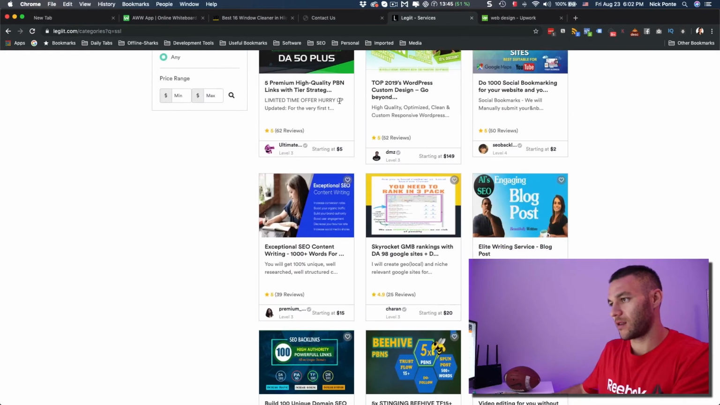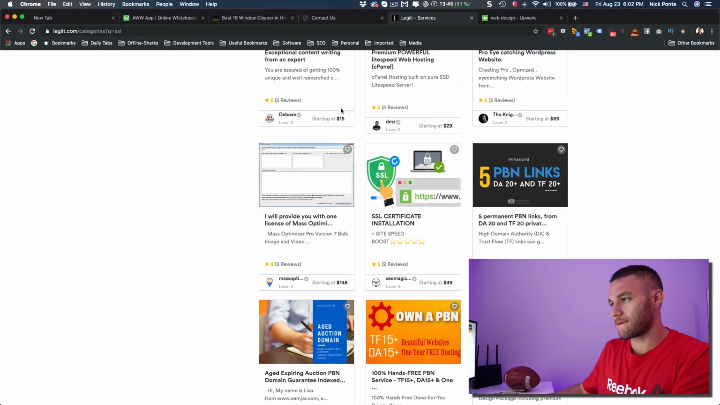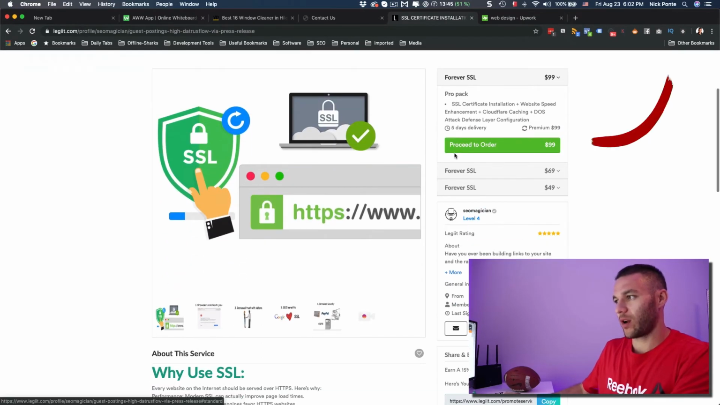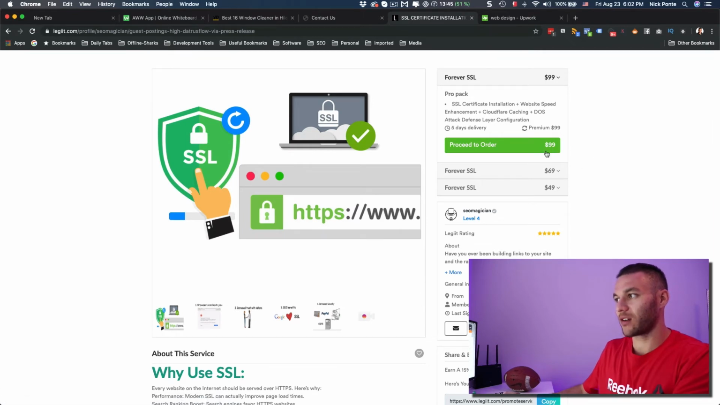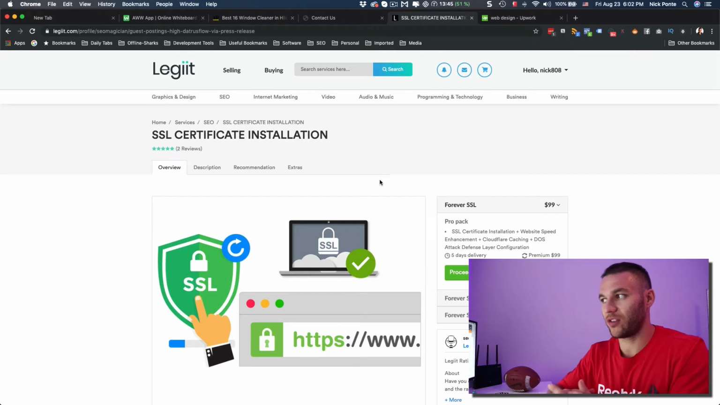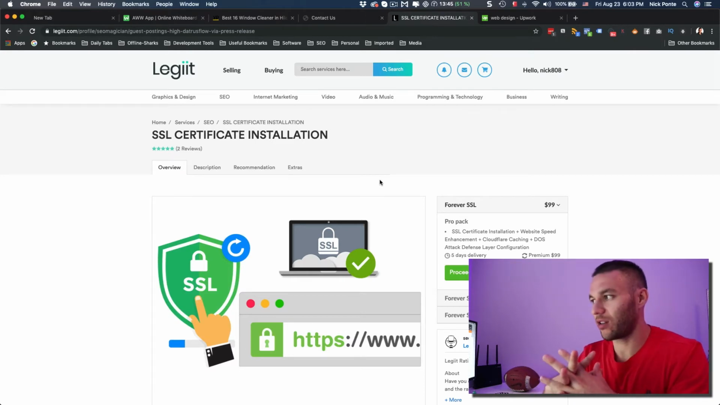And boom, right there. SSL certificate installation. So you can order one of these for $99, $69, or $49 and let that customer know, hey, I'll install your SSL for you for $200. That way you just made $100. All you had to do was reach out to this person and have them install it for you.